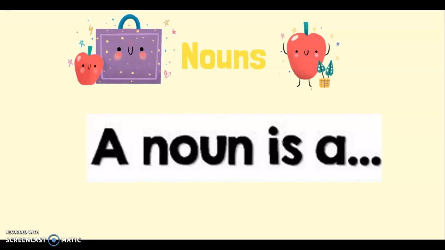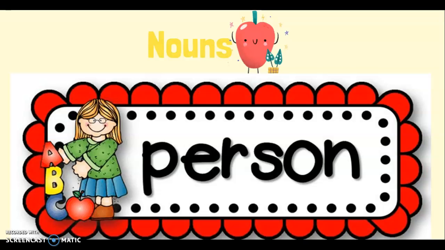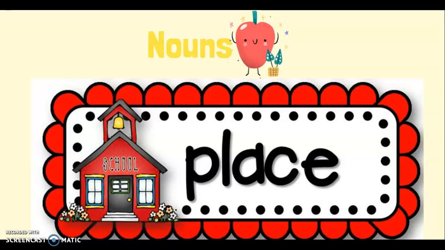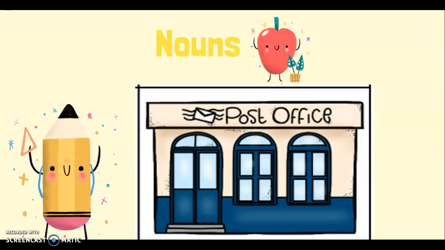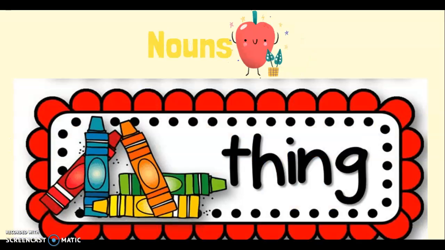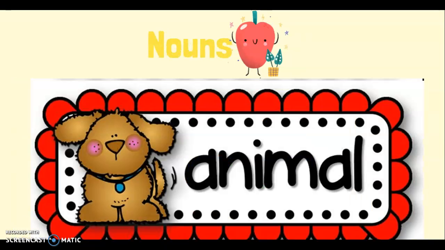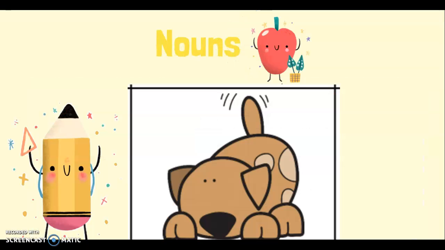Let's review. What is a noun? A noun is a naming word. It can name a person, like a teacher, and a vet. A noun is a place, like a post office. A thing, like a ball. An animal, like a dog. So remember, a noun is a naming word that names a person, animal, place, or thing.